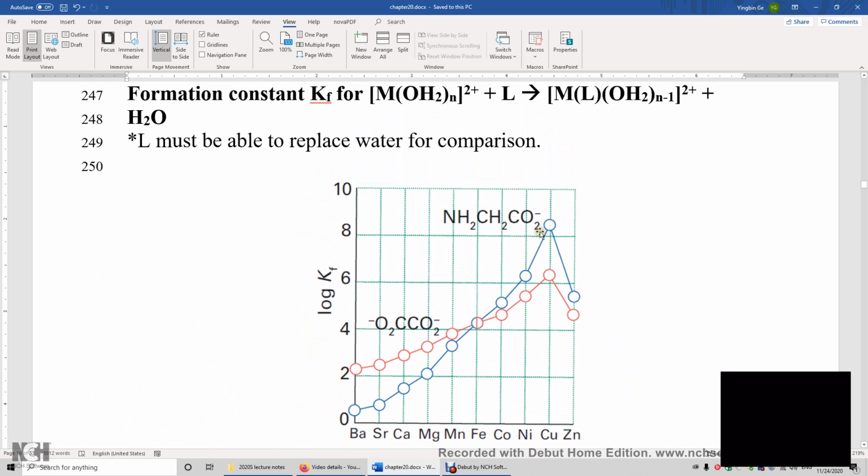So from here to here, the value of K sub F differs by a factor of more than 100. And over here, more than, it's hard to tell, I think more than a factor of 5, roughly. So that means the copper 2+ complex is particularly stable. This is due to the Jahn-Teller effect.